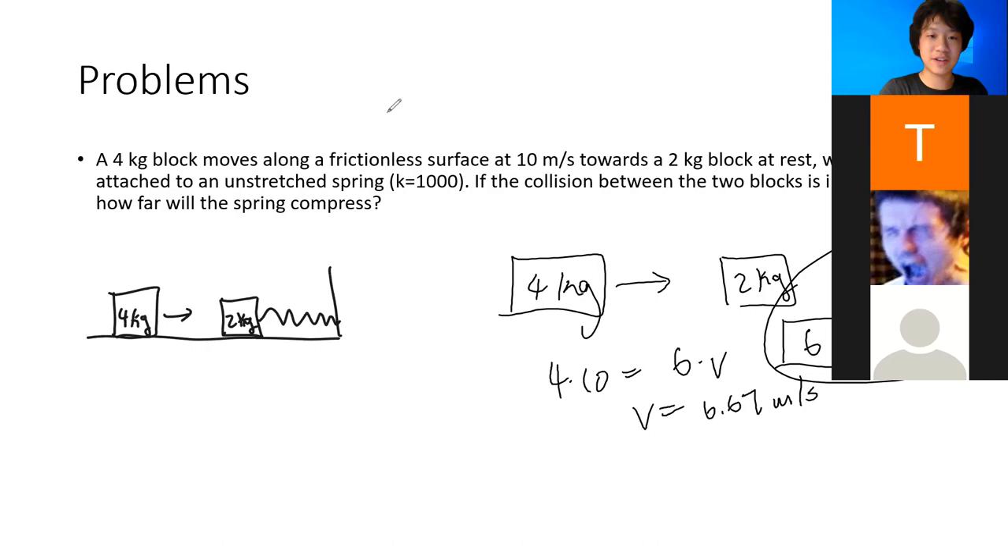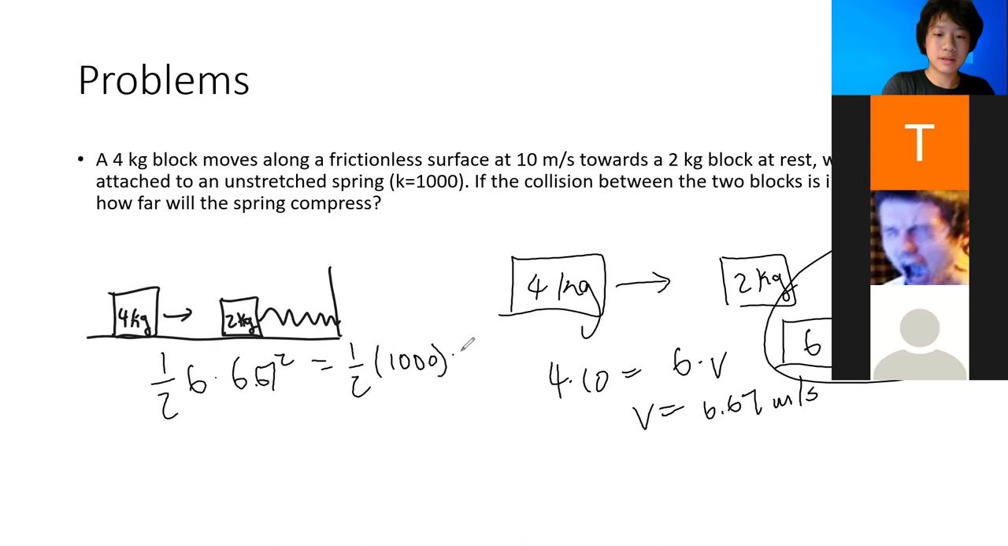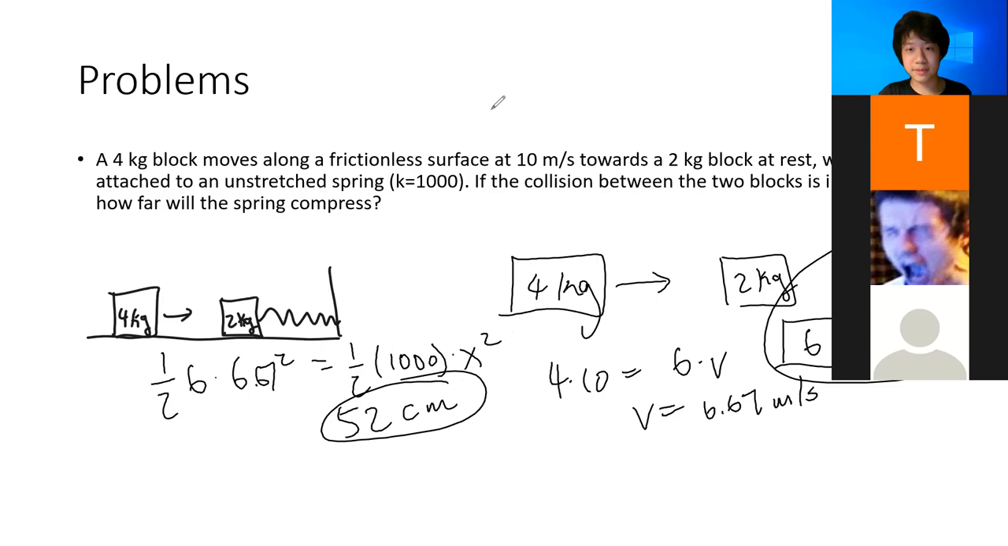1/2 mv squared equals 1/2 k x squared, okay? And in the end, I think your answer should be 52 centimeters. Okay? Are there any questions about that?